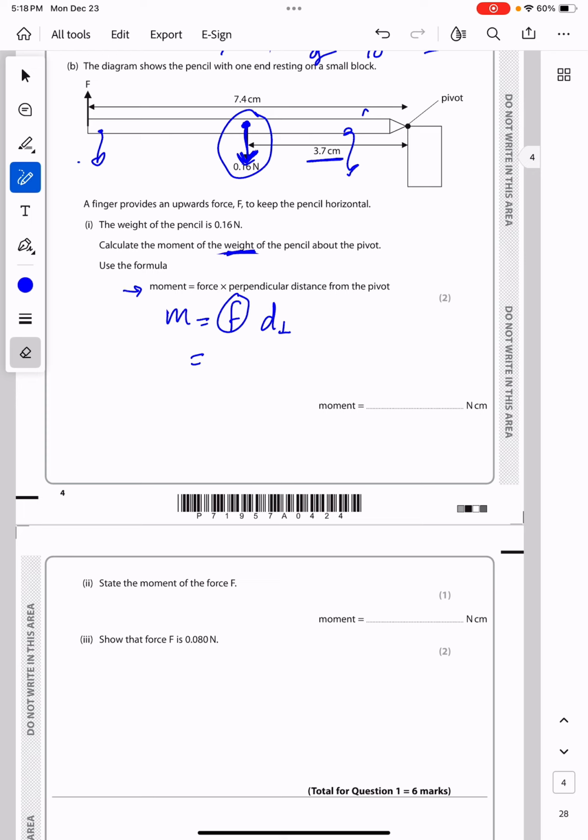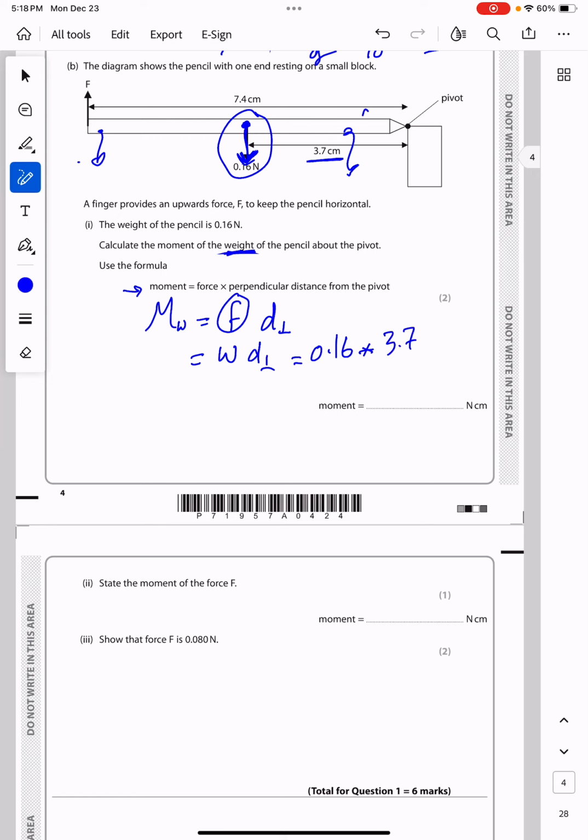Let me do it in another way. Moment is going to be a big M, and mass is going to be a small one, okay? So the moment of the weight, or the moment anti-clockwise, is going to be the weight times the perpendicular distance. The weight is already given to us as 16 Newton, and you times it with the distance, which is 3.7.